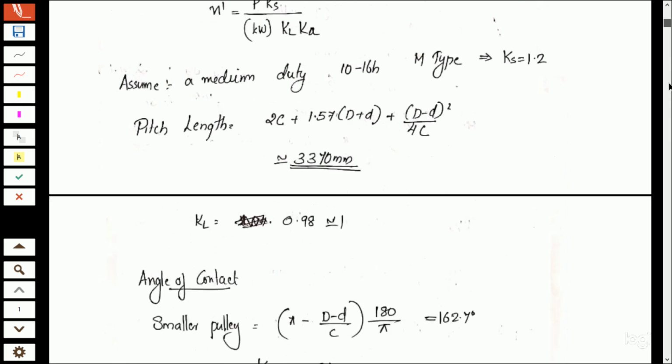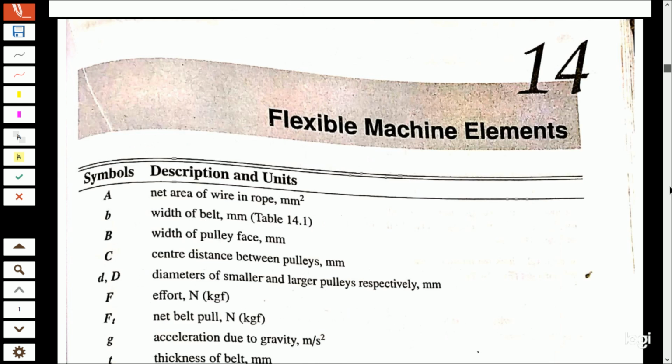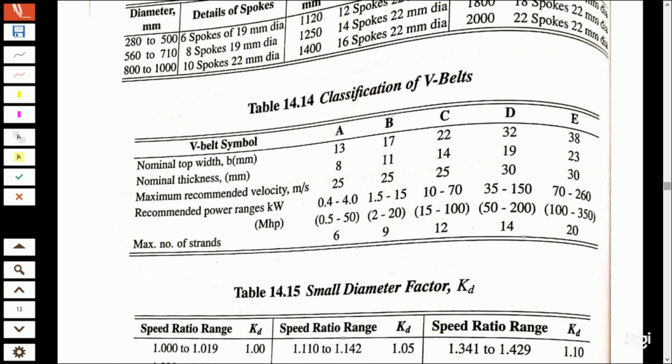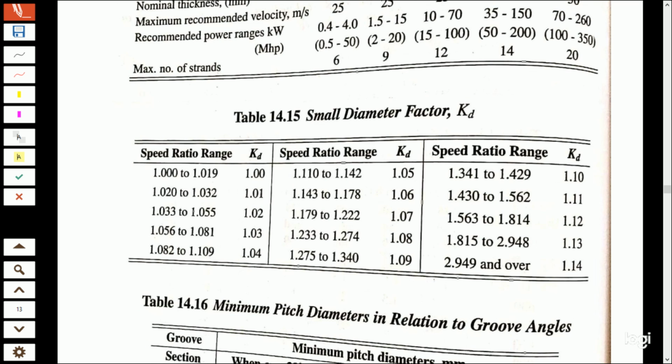Moving forward, this is page number 314 and there you can see table number 14.14. 14.14 is something different that gives the classification, which we will discuss later. Here, 14.15: you can see the first column gives you the various ranges of velocity ratio or the speed ratio, and correspondingly you have the value of KD here.